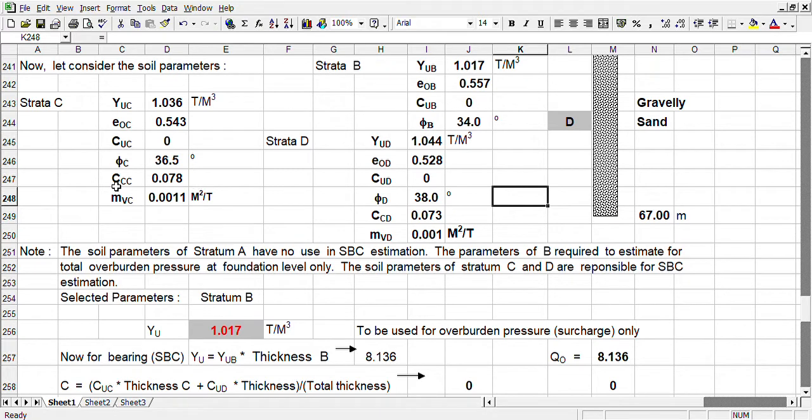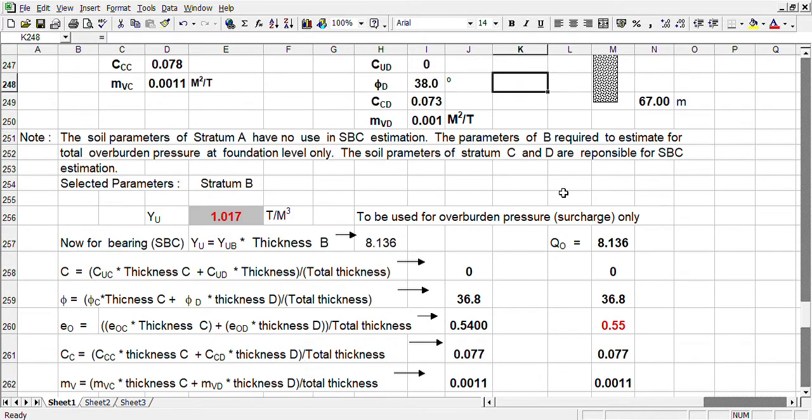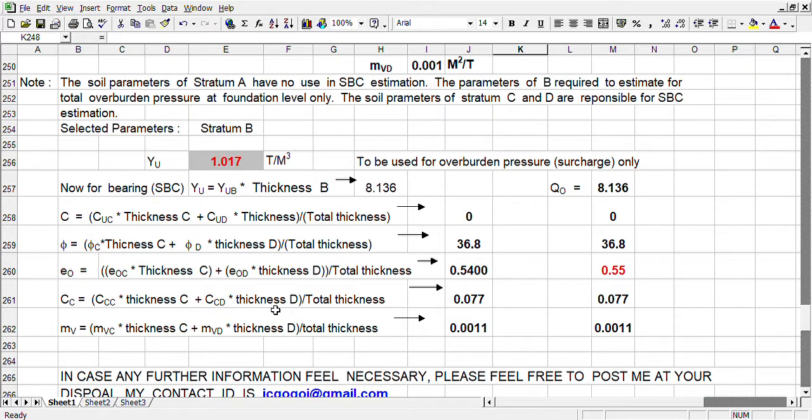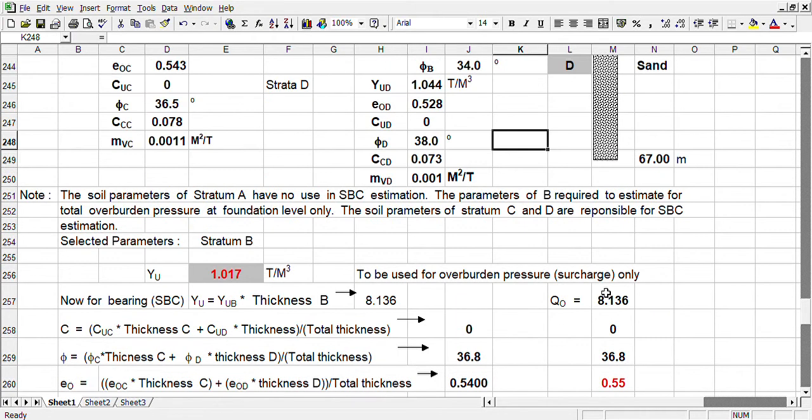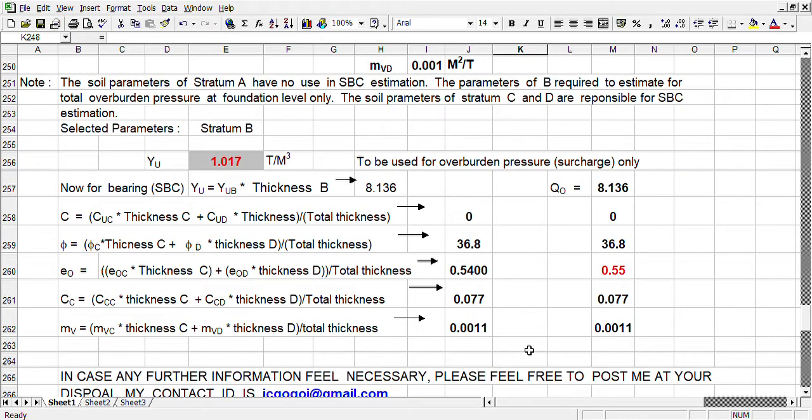So accordingly, this also, the compression index is 0.078 for 12 meter, and it is 0.073 for 3 meter. So on this average calculation it is coming 0.077. So we should adopt 0.077 only, not more than that, not less than that. If we take just the arithmetic average of the two, it will be 0.075, whereas here we are getting 0.077.